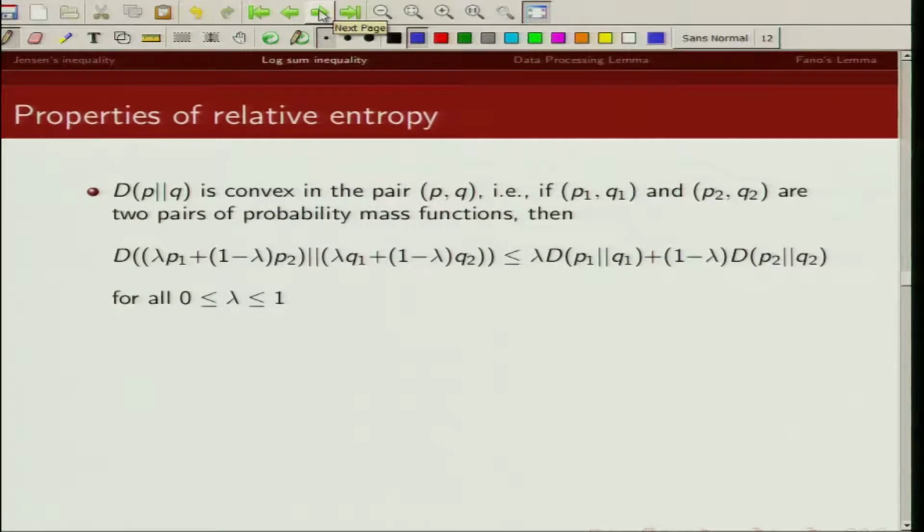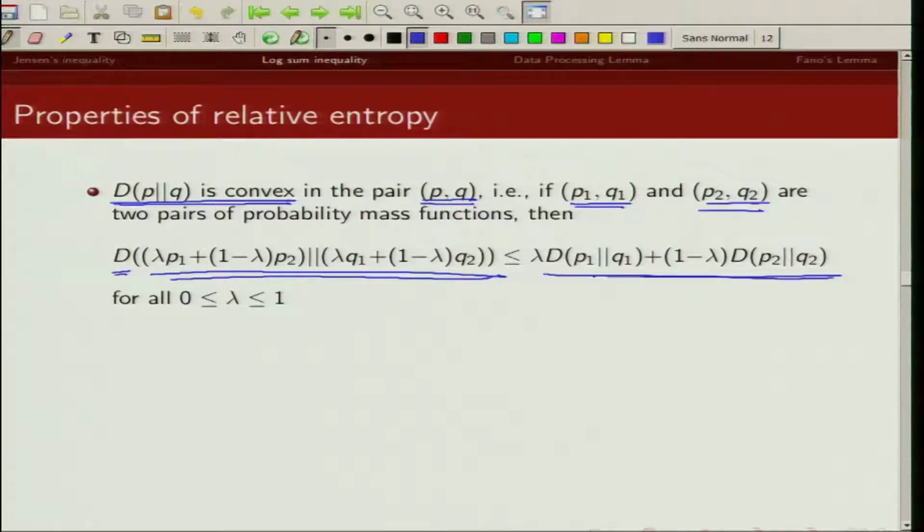Now let us take a simple example where we will prove that divergence is a convex function in the probability pair P and Q, and we are going to make use of log sum inequality to prove this result. So we want to show that divergence between P and Q is a convex function in the pair P and Q. So what we mean is, if P1 Q1 and P2 Q2 are two pairs of probability mass function, then function evaluated at expected value of x is less than or equal to expected value of the function. This is when the function is convex, right?